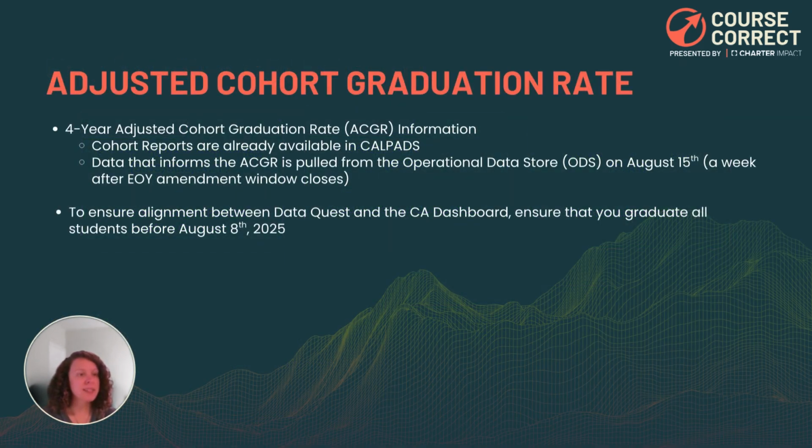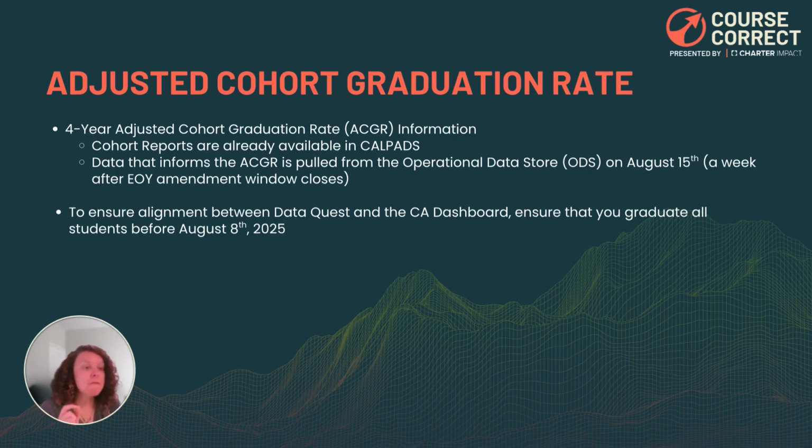Before we talk about state and federal reporting for the EOI3, I want to call out a few important tidbits related to the end of year 3 bucket. One of them that is pretty important is to know the difference between the one-year grad rate that's calculated and the adjusted cohort grad rate. We're not going to go into the calculation itself, but I do want to call out something that relates to the submission. So the 4-year adjusted graduation rate, there are cohort reports available in CALPADS.